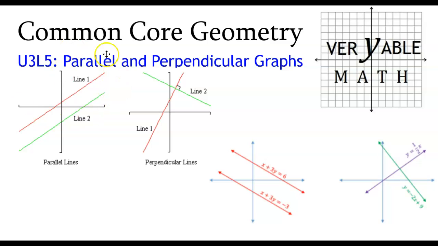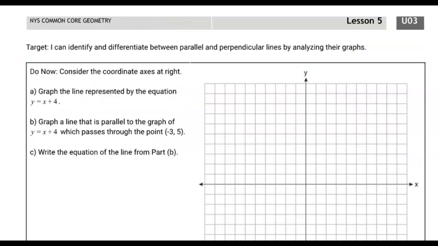Hello students, in this video I'm going to be talking about parallel and perpendicular graphs. The previous video, Unit 3, Lesson 4, was talking about the equations of these lines. Now we're going to be talking about specifically what the graphs look like, and some of the hallmarks of these graphs include parallel lines being parallel to each other. In other words, they run alongside each other, same slope, never intersect, and perpendicular lines are going to intersect at a right angle. The learning target for today is identifying and differentiating between parallel and perpendicular lines.